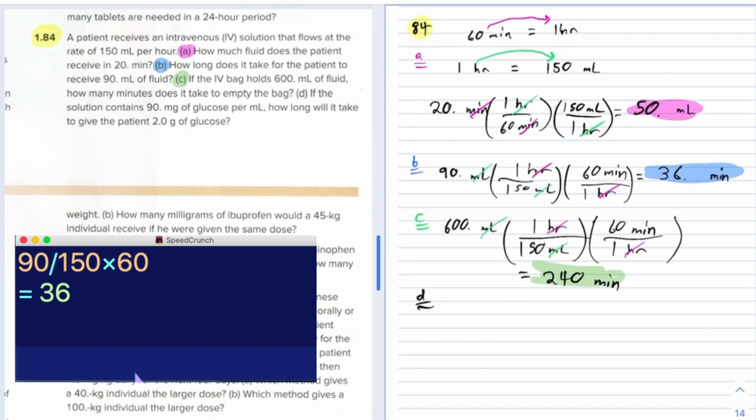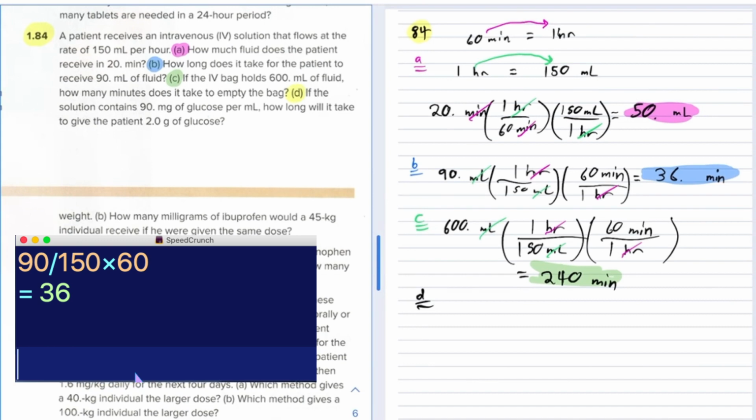Where's the last one? Part D. If the solution contains 90 milligrams glucose per milliliter, how long will it take to give the patient 2 grams of glucose? Okay, part D is a little more tricky. You're asked how long it will take, so your answer is going to be a certain amount of minutes or hours. It doesn't specify if it wants minutes or hours. Let's just do minutes. So how long is it going to take to give the patient 2 grams of glucose if there are 90 milligrams per milliliter?